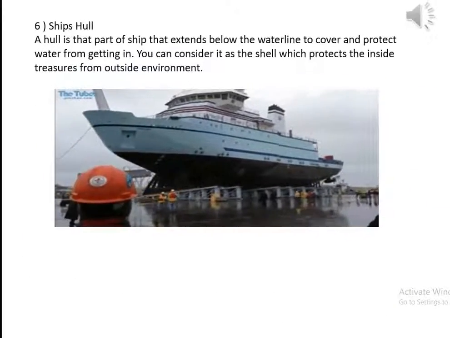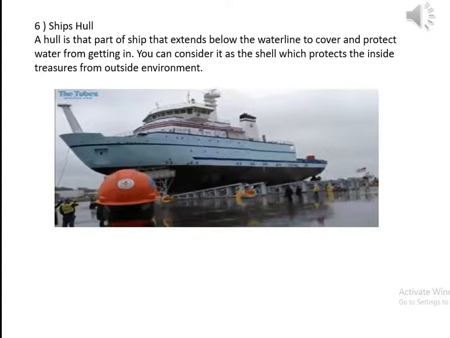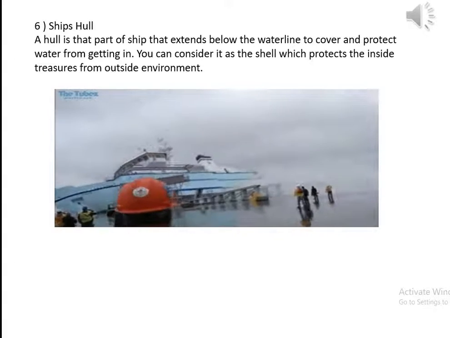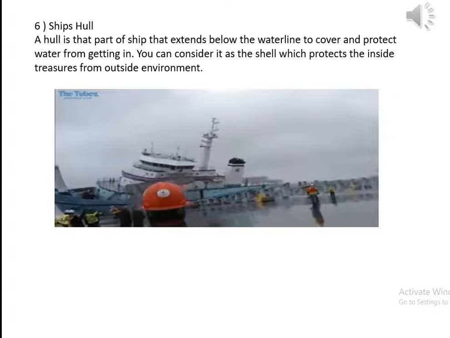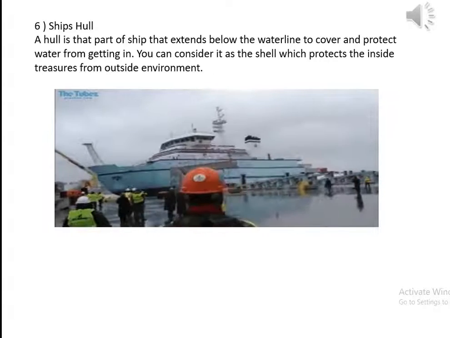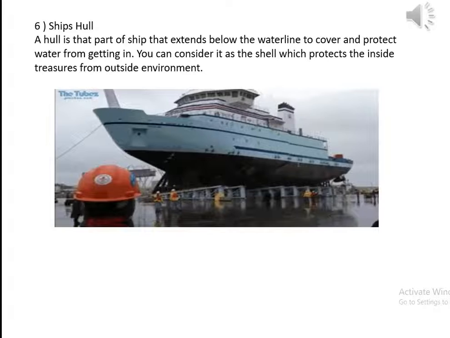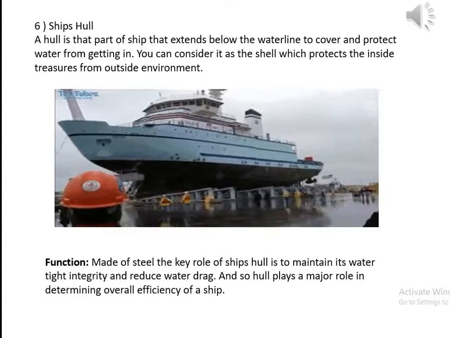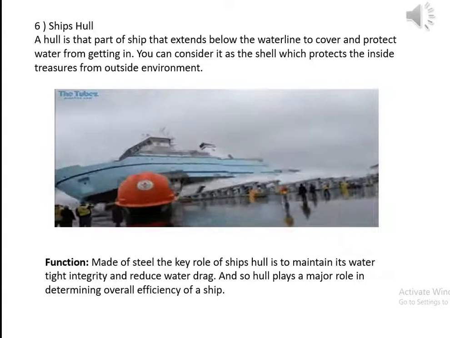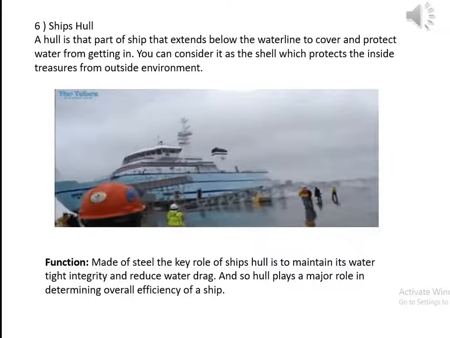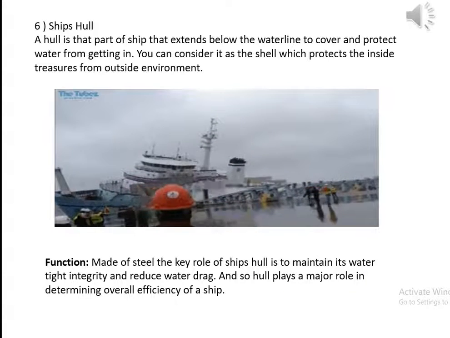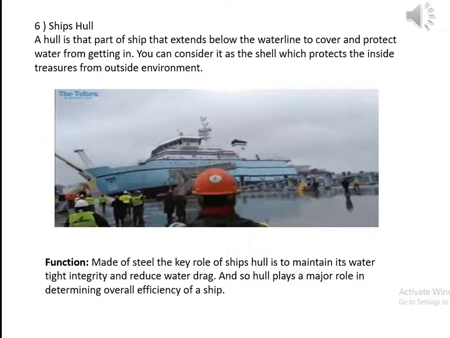6. Ship's hull. A hull is that part of a ship that extends below the waterline to cover and protect it from water getting in. You can consider it as the shell which protects the inside treasures from the outside environment. Function. Made of steel, the key role of a ship's hull is to maintain its watertight integrity and reduce water drag. And so the hull plays a major role in determining the overall efficiency of a ship.